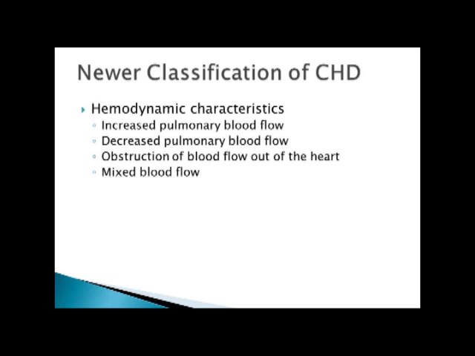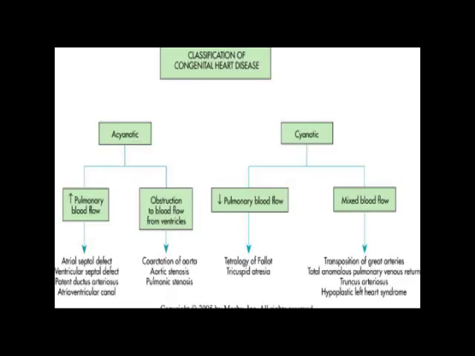If you have decreased pulmonary blood flow, meaning blood flow back to the lungs, that could be because maybe you've got some kind of tetralogy of Fallot or some other cyanotic kind of defect. Obstructive defects could be where some of the vessels are obstructed, so you could either get congestive heart failure or maybe some kind of cyanosis. And then there's the mixed blood flow. You do have classifications of congenital heart defects in Wong, and I've got it also on your slides.